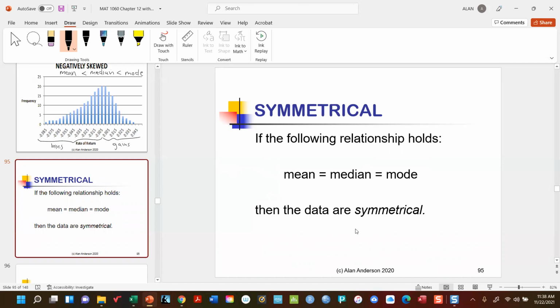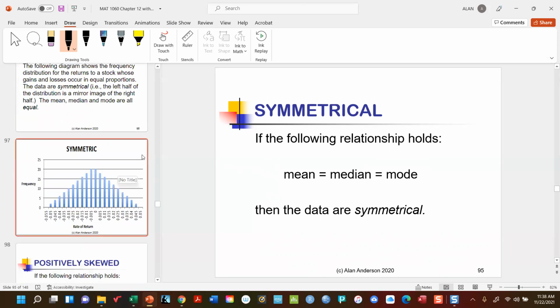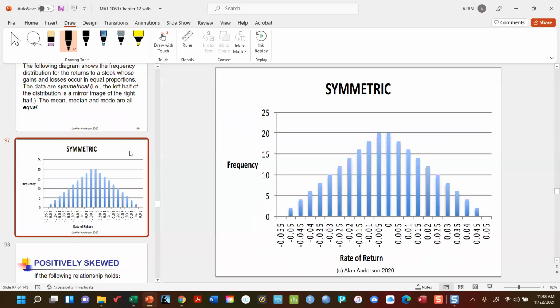All right, are you ready to see this graph? When you see it, you're going to say, wow, that looks nice. Because what is happening here is that the two sides are perfectly balanced. The losses are exactly matched by the gains. It's as if there's a mirror down the center here. The left and the right-hand sides are mirror images of each other. And that's because the mean equals the median, which in turn equals the mode.